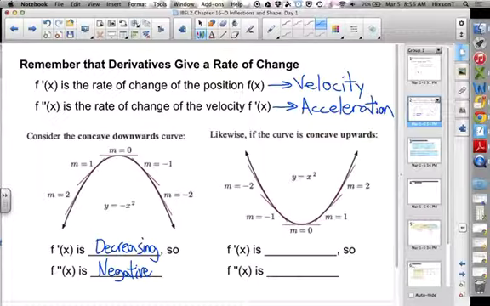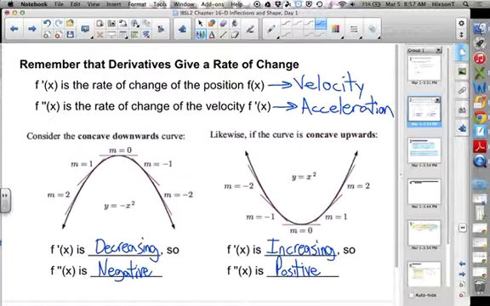Now likewise, if the curve is concave upwards, notice what happens to the slopes of our tangent lines. It was -2, now -1, now 0, now 1, now 2. Our slopes are increasing, which means our second derivative is, what is it? Positive. Okay? But aren't you kind of finding the same points as the sign diagram of the first one?